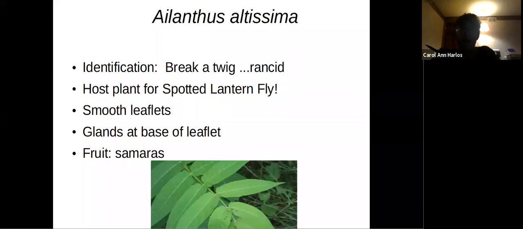So let's move on. Okay, let's look at our tree of heaven. I love that name because that's not what you would call it. Ailanthus altissima. Okay, there's always an identification issue with a lot of people here.